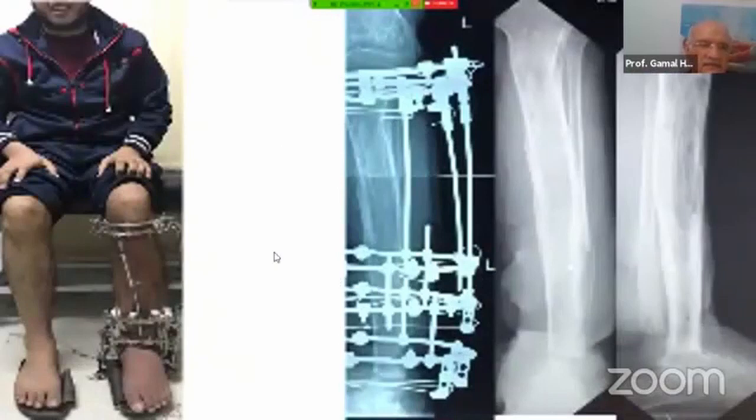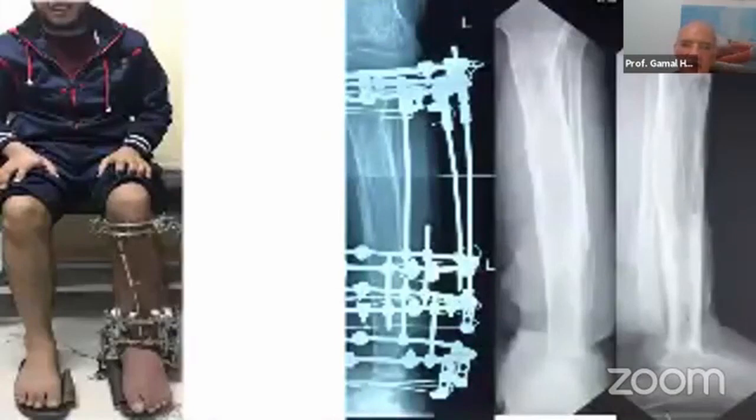You see here. You can reach a significant amount of lengthening. I don't believe in the 20% rule, which the Europeans or the Americans created, depending upon experimental studies. This is not true. So you have complete union here and 22 centimeters of lengthening. And you see the length on both sides.